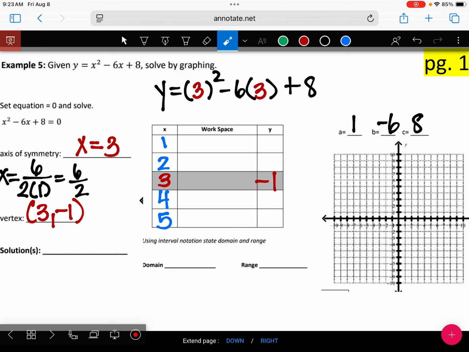You're going to put in a +1, a +2, and if you want to, you can do 4 and 5 to check, but I usually just do the 1 and the 2 because I know that these two numbers are the same and these two numbers are the same. It's a pattern.